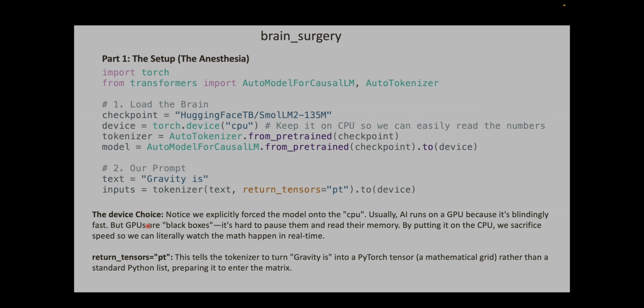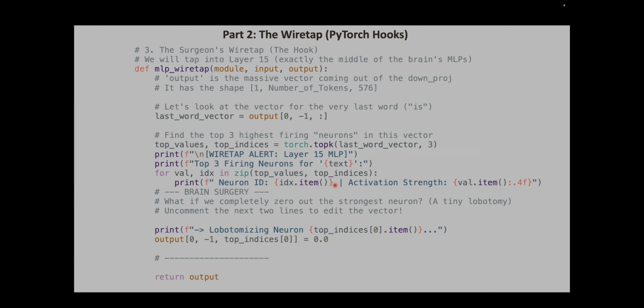And then return tensors equals PT. As you can see, return tensors PT. This tells the tokenizer to turn 'gravity is' into a PyTorch tensor, a mathematical grid, rather than the standard Python list, preparing it to enter the matrix. So the return tensors PT that way.